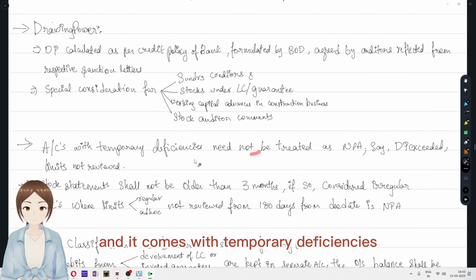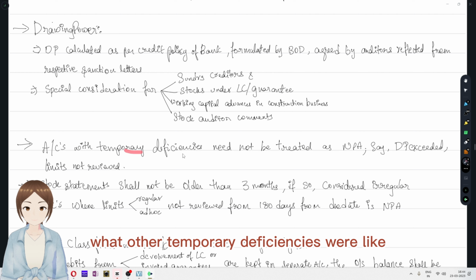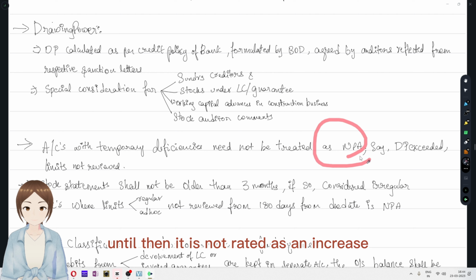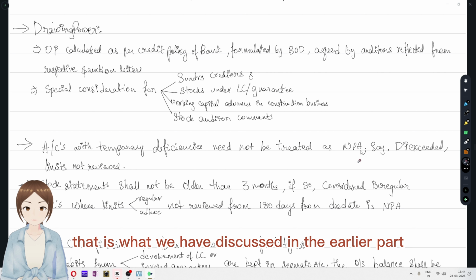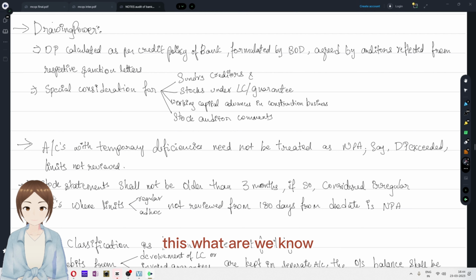Accounts with temporary deficiencies need not be treated as NPA, like DP exceeding limits or not reviewed. The temporary deficiencies are up to 20% of the sanction limit for 90 days, where the DP could exceed. Until then, it is not treated as an NPA. That is what we have discussed in the earlier part. A stock statement shall not be older than 3 months. Obviously, if so, it is considered irregular. This is what we know.